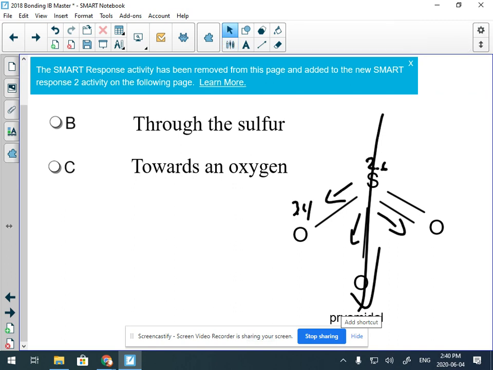You now have everything you need to know for the assignment that's due at the end of this week. I've left this to last, and now you can fill in your polarity arrows on that very last question. Okay, that's it.